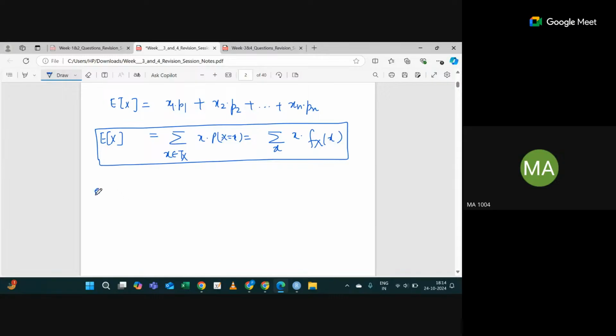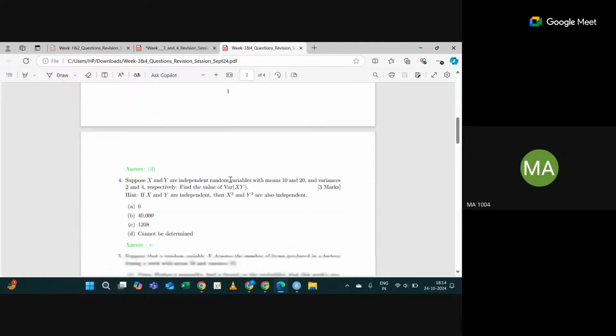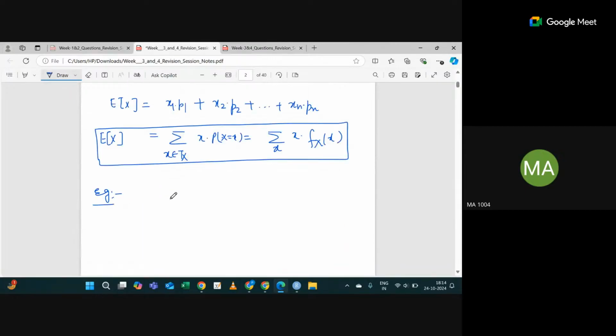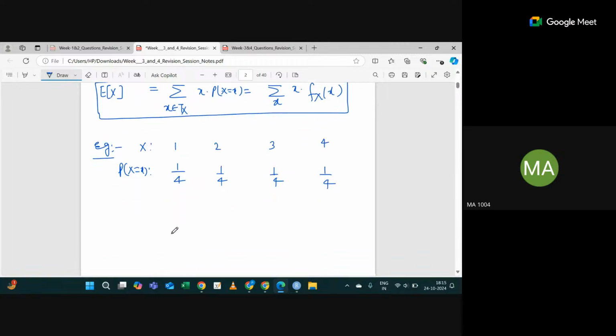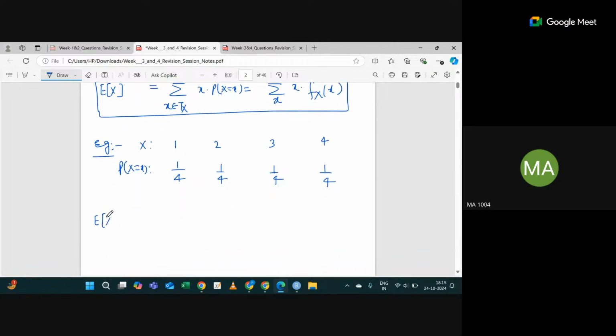So for example, I will take a very simple example. Then we will discuss the questions from this PDF. Suppose my random variable X takes values 1, 2, 3, and 4. Let's say for simplicity, for each value the probability is the same, 1 by 4, 1 by 4, and 1 by 4. So what will be the expected value of your random variable?